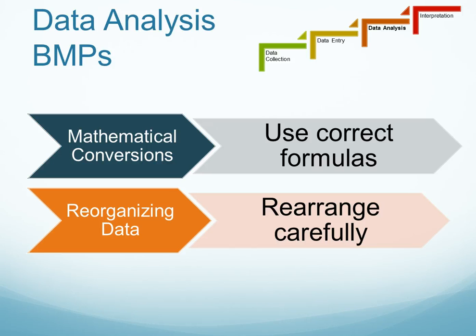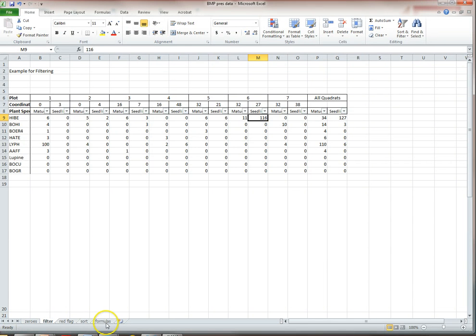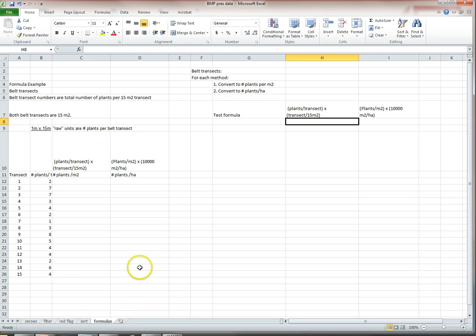very quickly look at the Excel data sheet. In this case, we're going to look at formulas, and these are density data that were collected in belt transects. The belt transects are 15 meters squared, and in this case, 1 meter by 15 meters. So before we start plugging and chugging, we want to make sure that we have a formula that works, and we want to verify that formula by testing it.